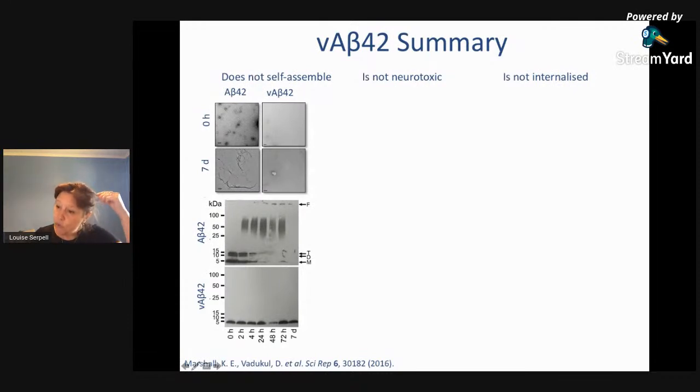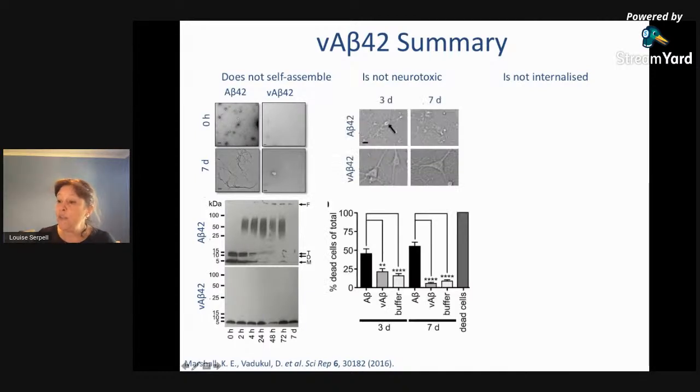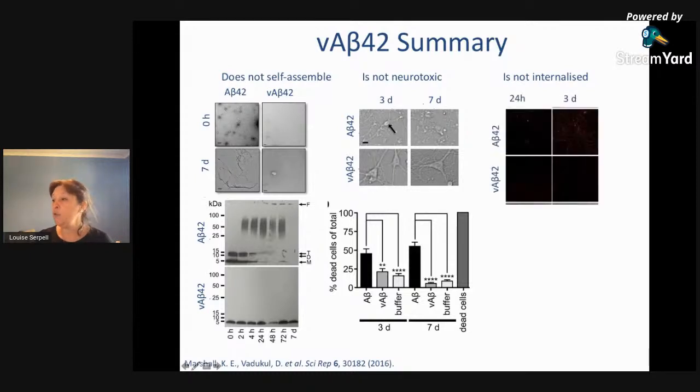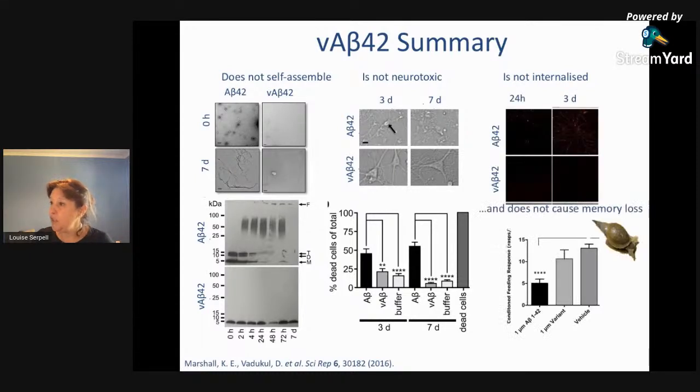We show that amyloid beta doesn't assemble, and we've also got some gels here that show large molecular weight structures for A beta and none of those for variant A beta. We show that it's not toxic, so this non-amyloidogenic peptide is not toxic to cells. You can see here, this is amyloid beta and this is variant amyloid beta. The variant amyloid beta is not toxic, and also it's not internalized into cells. You can see here that the A beta 42 is internalized.